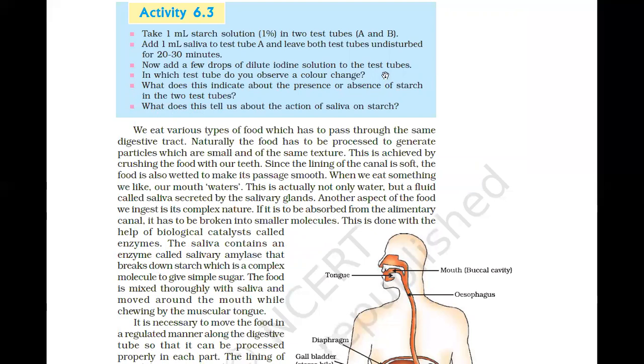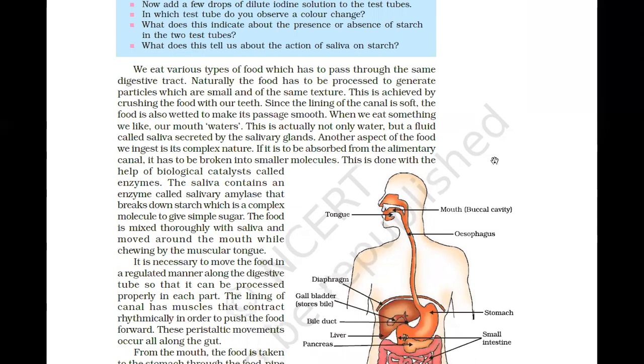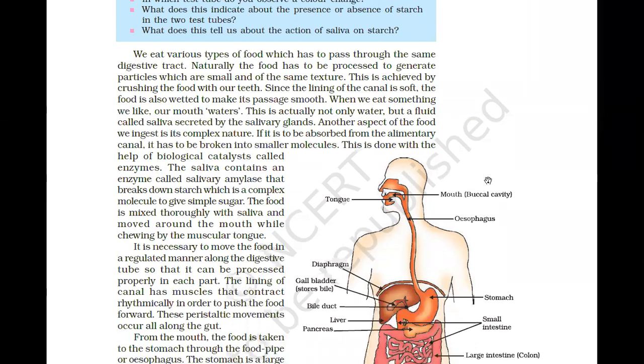What does this tell us about the action of saliva on starch? We eat various types of food which has to pass through the same digestive tract. Naturally, the food has to be processed to generate particles which are small and of the same texture. This is achieved by crushing the food with our teeth. Since the lining of the canal is soft, the food is also wetted to make its passage smooth.